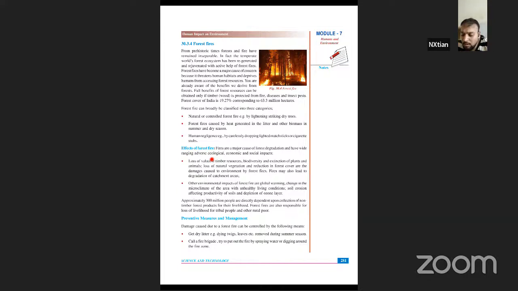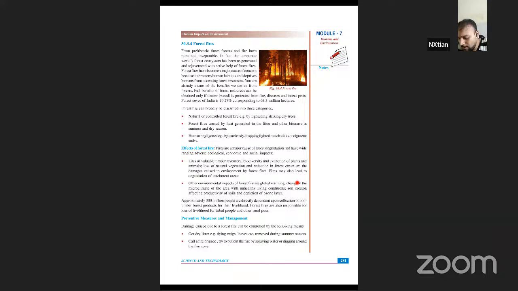Understood? So loss of valuable timber, reduction in forest cover, degradation of catchment areas. Other environmental impacts of forest fire are global warming. Because of that, a huge amount of heat is trapped inside the atmosphere, and there's a depletion in the ozone layer. So these things happen when a forest fire happens.